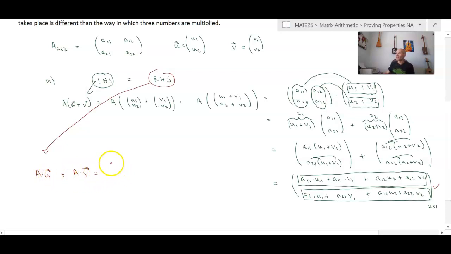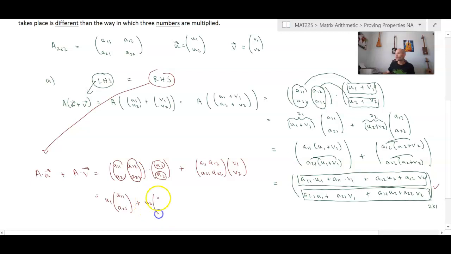Now remember, this says take A, multiply it by u, take A, multiply it by v, and then add the results together. So if I took u1 times this first column, I would have u1 times A11, A21, plus, by the definition of matrix vector multiplication, u2 times A12, A22.